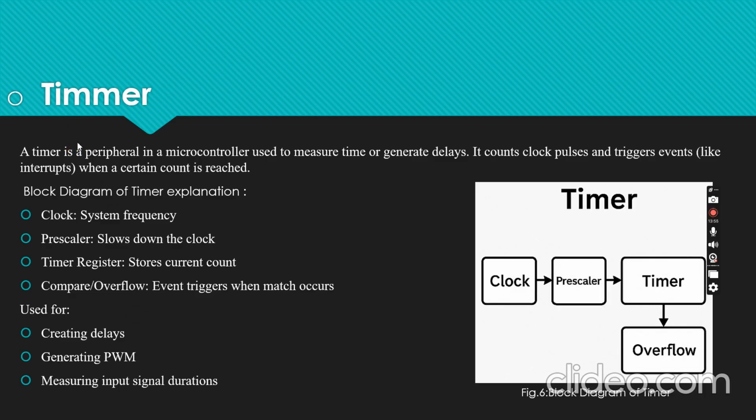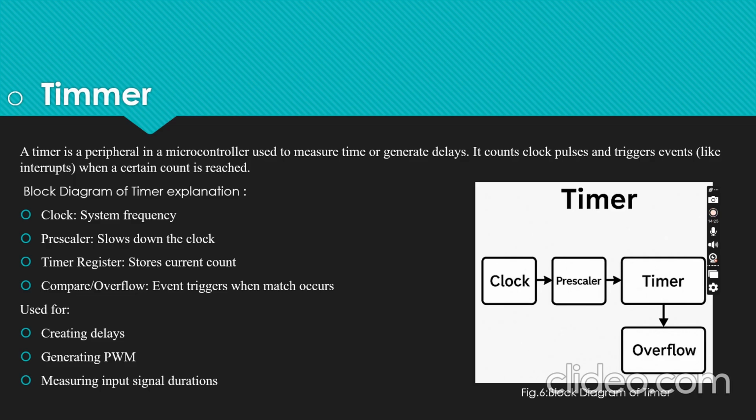Timer. We know about the timer. A timer basically fixes the time, for example after how much time the washing machine will automatically turn off. A timer is a peripheral in a microcontroller used to measure time or generate delays. It counts clock pulses and triggers events like an interrupt.